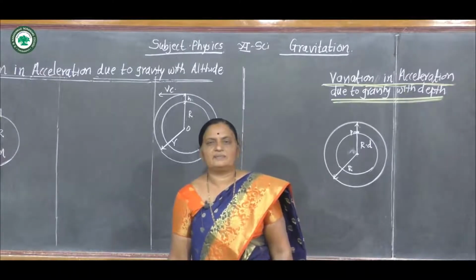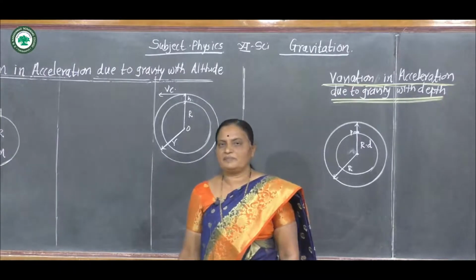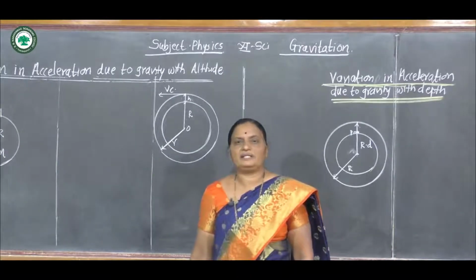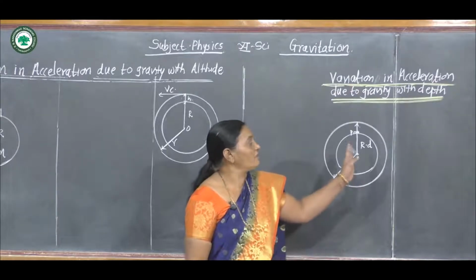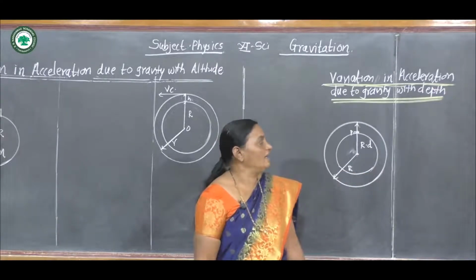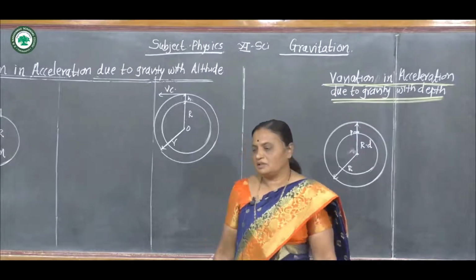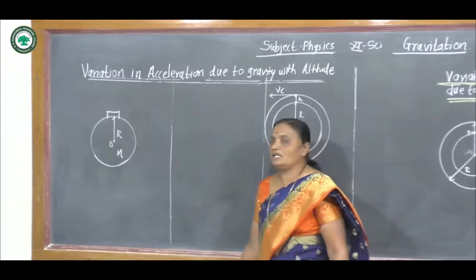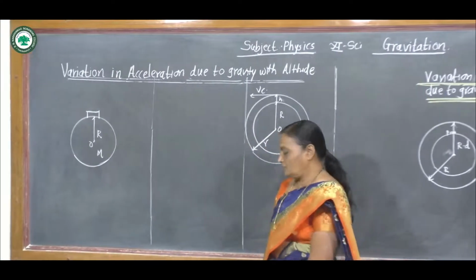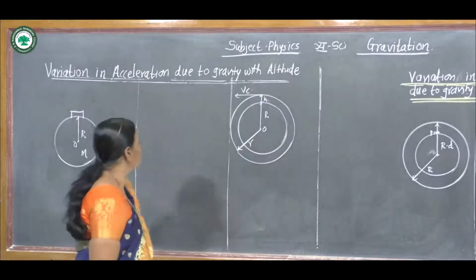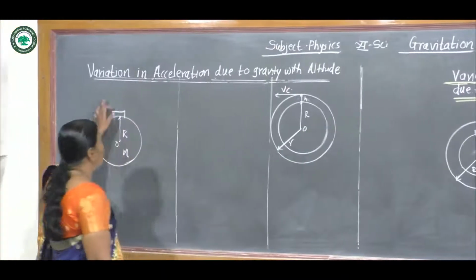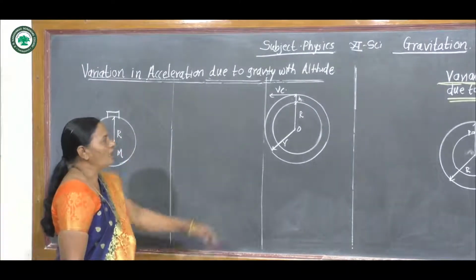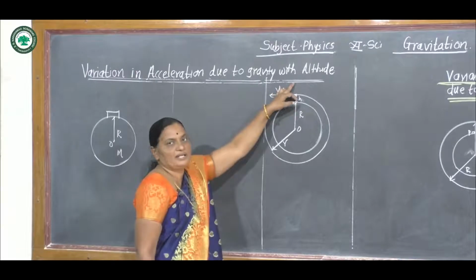We start the chapter Gravitation, and in this chapter today we see the variation of acceleration due to gravity, at depth and at altitude. Now see what is the effect of g on the height and depth. Consider first the altitude: variation in acceleration due to gravity with altitude. Altitude is nothing but height.